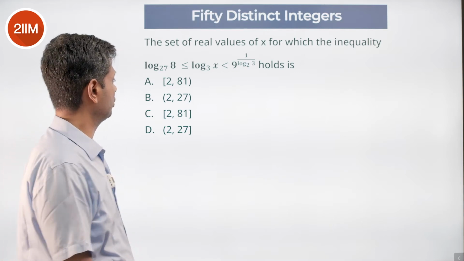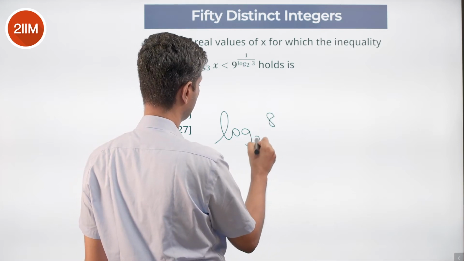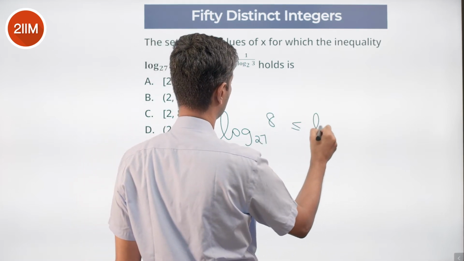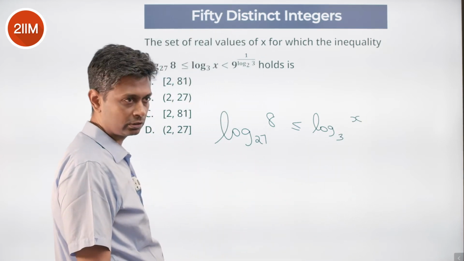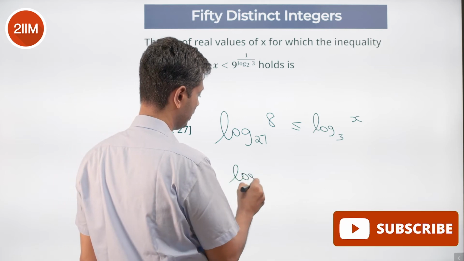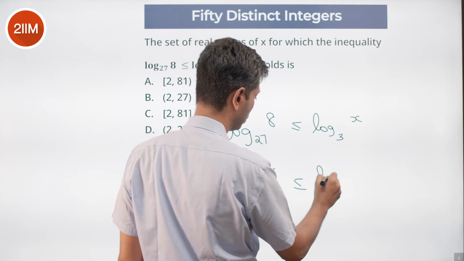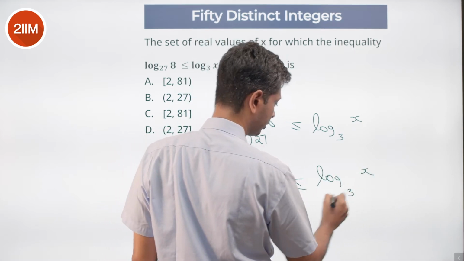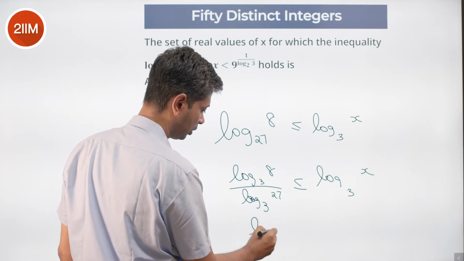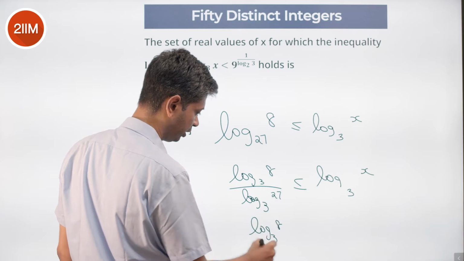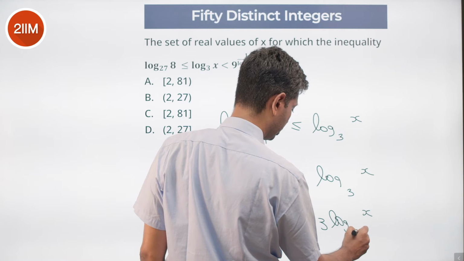Find the set of real values of x which satisfy this inequality. Log 8 to the base 27 is less than or equal to log x to the base 3. We'll think of it as log 8 by log 27, and choose both as base 3. Log 8 to the base 3, with 27 giving 3, is less than or equal to 3 times log x to the base 3.